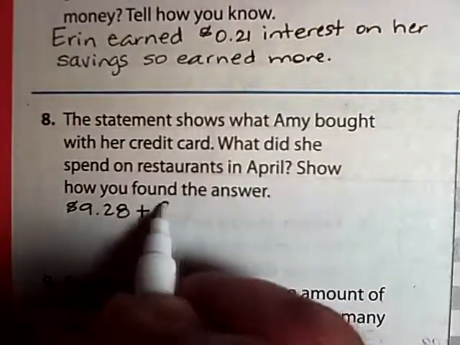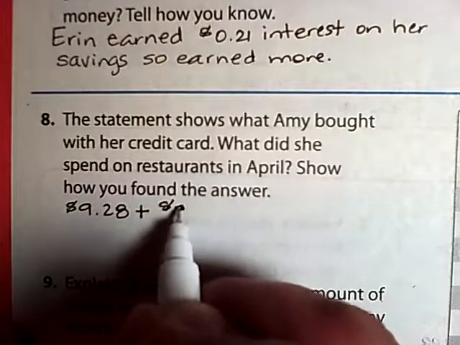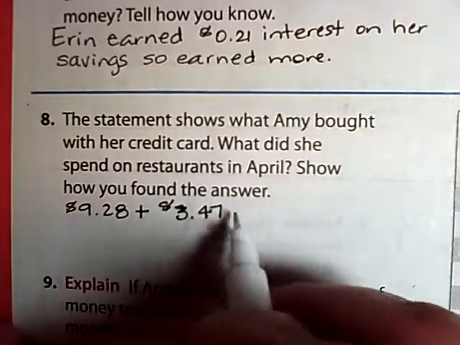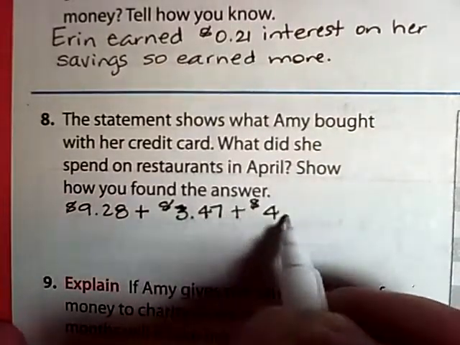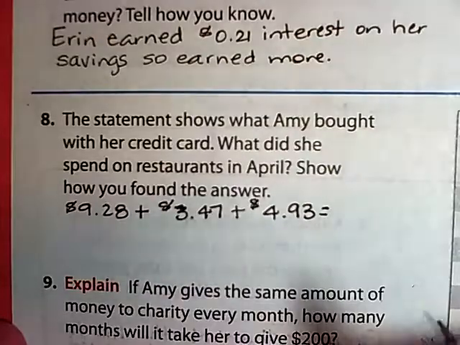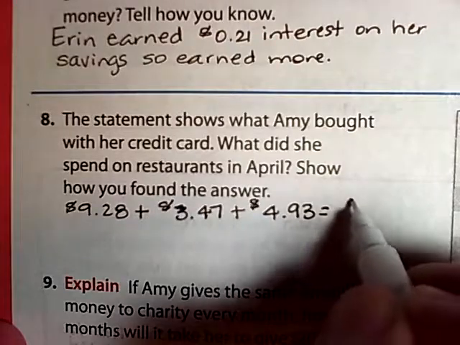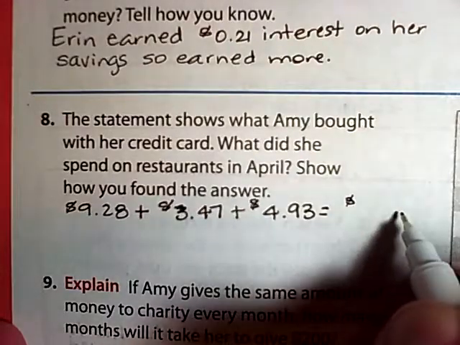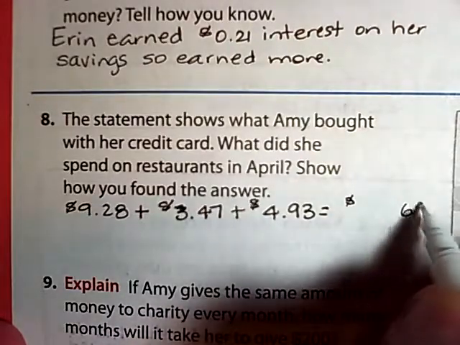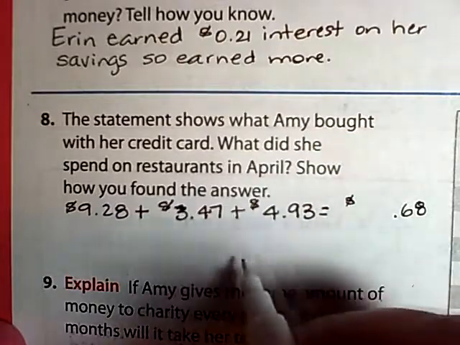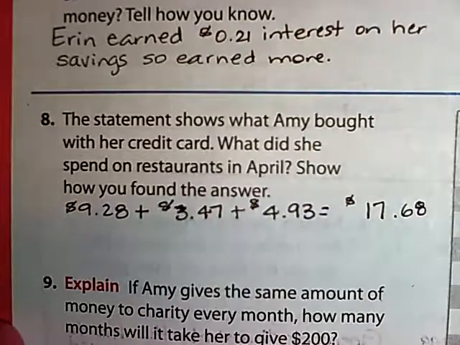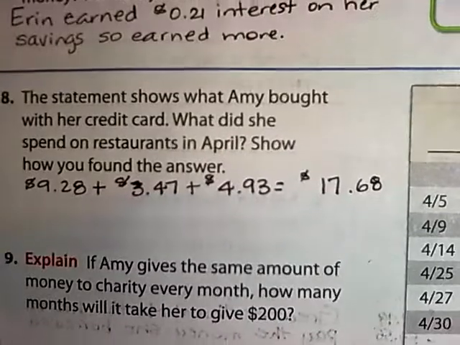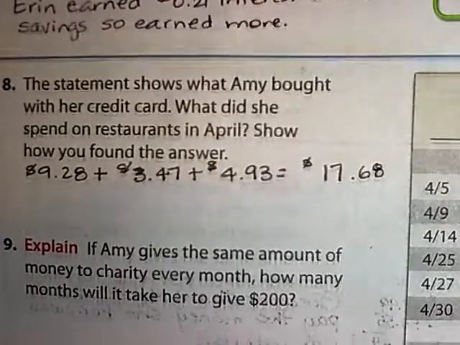928 plus 347 plus 493. That's going to equal 1768. 1768 is your total for this one. And that's all they ask.